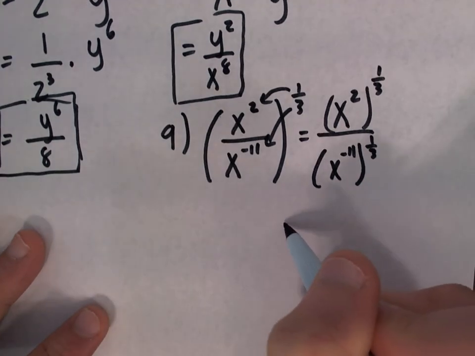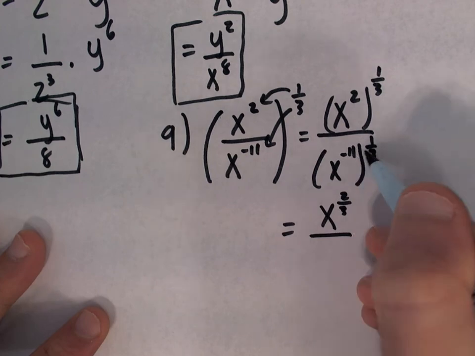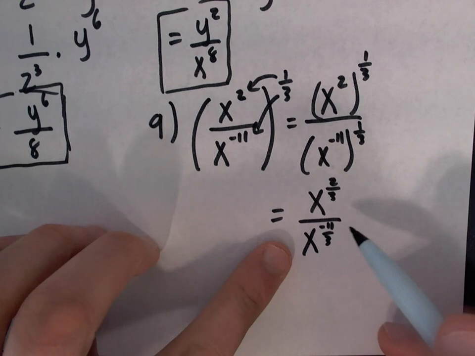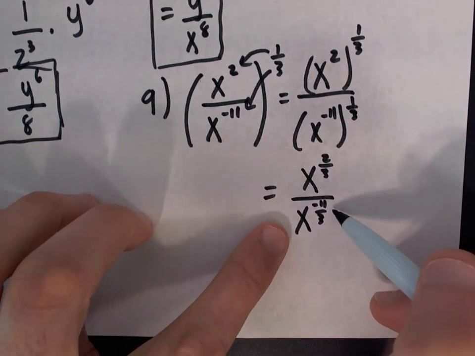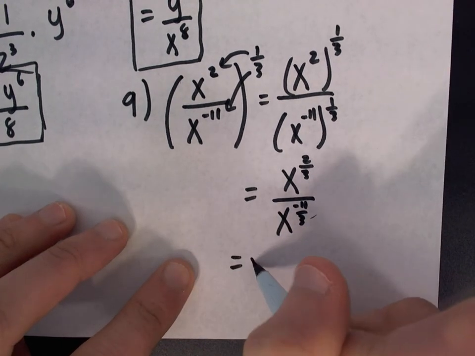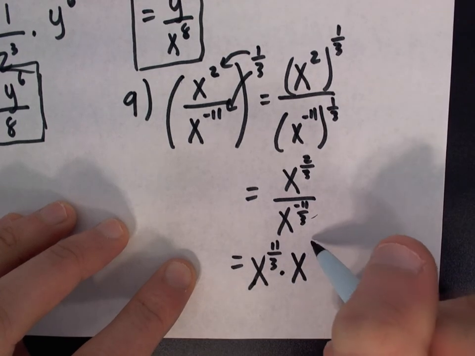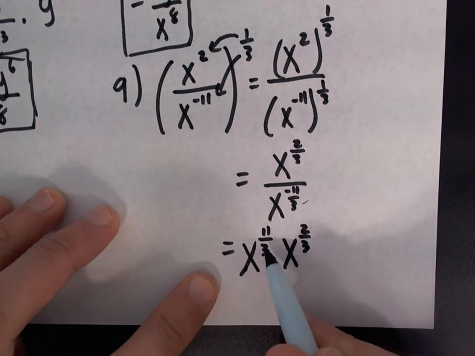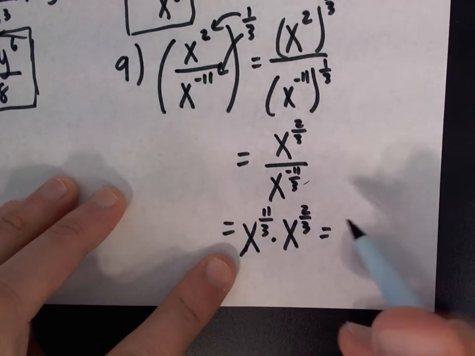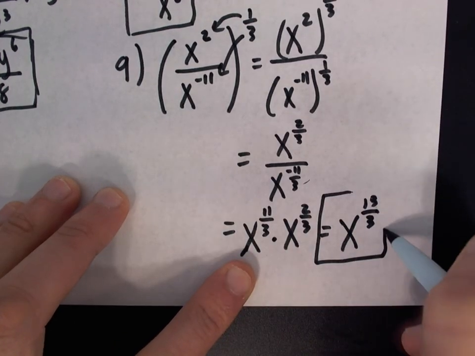Power to a power, we multiply. So 2 times 1/3, we get x to the 2/3 over x to the negative 11th over 3. And since it's a negative exponent down here, you can just bring it up to the numerator. So we're going to get x to the positive 11 over 3 times x to the 2/3. And now that we have these together, we can just add them because they have the same base. So 11 plus 2, we get x to the 13/3. And there we have it.